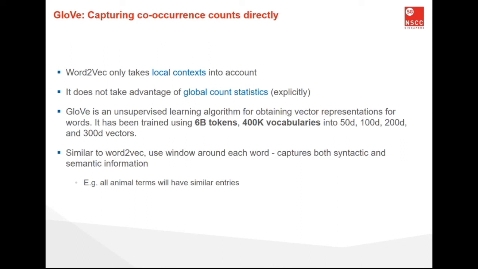The model has been trained using 6 billion tokens and a 400,000-word vocabulary into vectors with different dimensions. Similar to word2vec, global vectors use a window around each word, and it captures both syntactic and semantic information. For example, all animal terms will have similar entries.